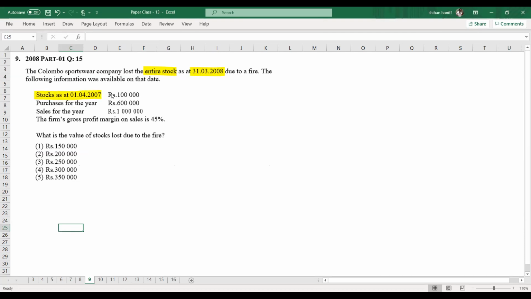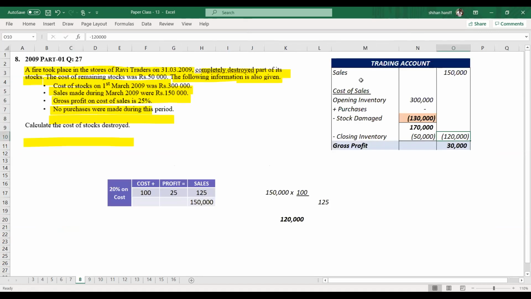1st of April stock is 100,000, purchases 600,000, sales 1 million. Gross profit margin on sales is 45%. What is the value of stock lost due to the fire? Similar question. So can you tell me the answer to this? I'll take the format.